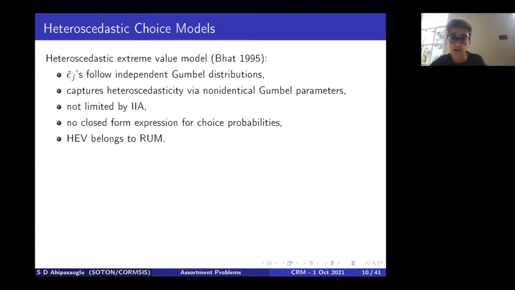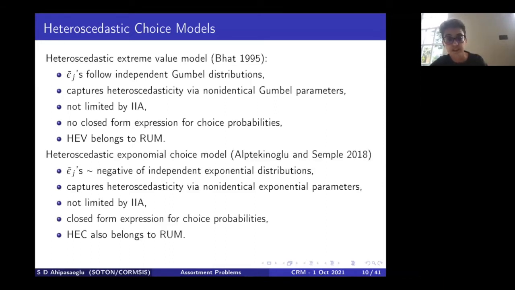This doesn't have the IIA property that we have just discussed, but it also doesn't have a closed form expression. It requires a simulation to evaluate the probabilities, which is not very easy to do if you would like to solve these problems for large scale examples. And just a note, this is a RUM model because we know the distribution fully. Another RUM model that has been recently introduced and I think is getting some popularity is the heteroscedastic exponential choice model.